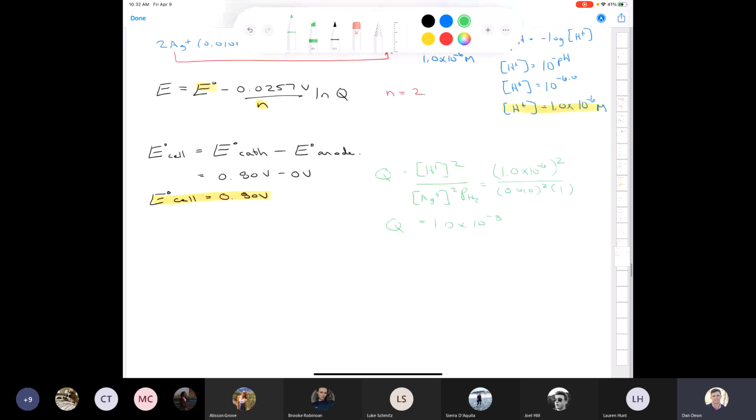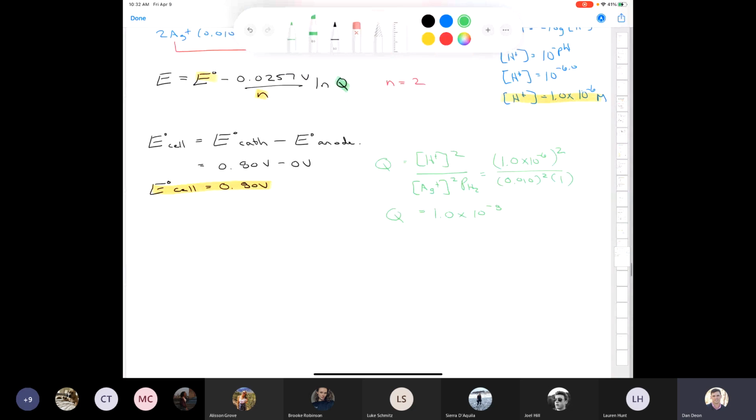Now we can plug everything into our equation because now we also have our Q. I shouldn't have used a green highlighter, huh? There we go. Let's do it. So we have our E for this cell, which is non-standard, equal to 0.80 volts, subtract 0.0257 volts, divided by 2, multiplied by the natural logarithm of 1 times 10 to the negative 8.